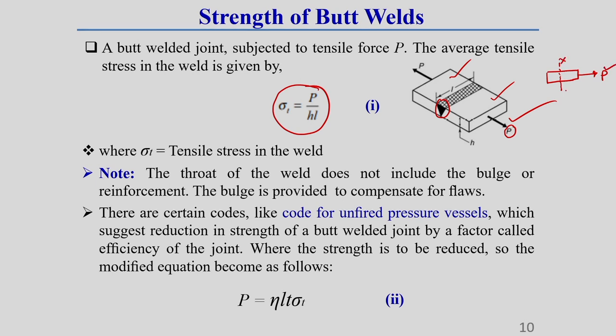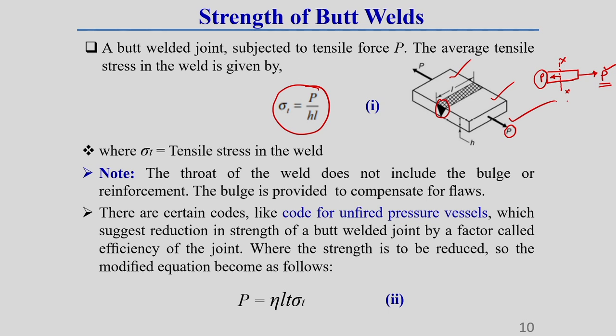So if we take a section XX, in this section there will be developed a resisting force which generally opposes this external force. So if we take a section XX here, we are seeing there is developed a resisting force P whose direction is opposite to this applied force P. This you should keep in mind.